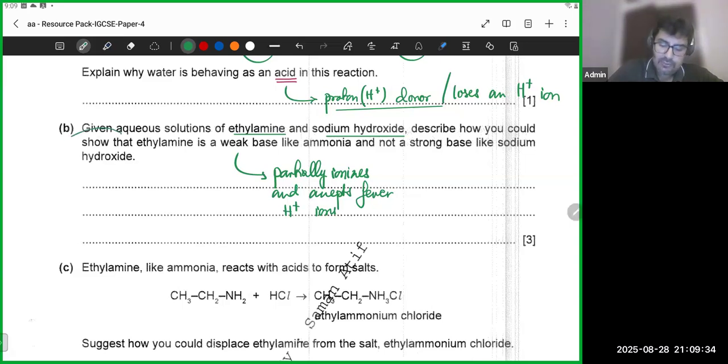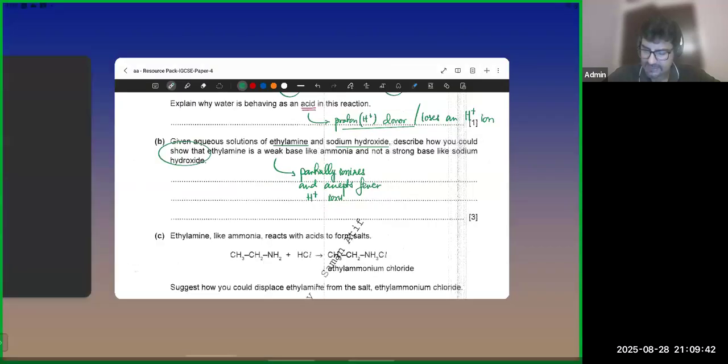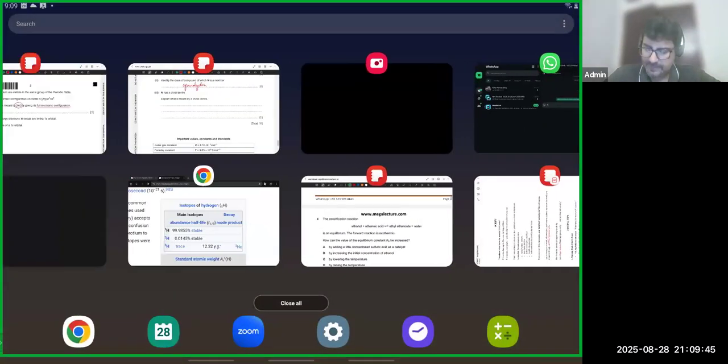Wait, Kara, how could you show that one of them is a strong acid and the other one is a weak acid, or a strong base and a weak base? I don't remember. We did indicators. Let me just open the notes once more.